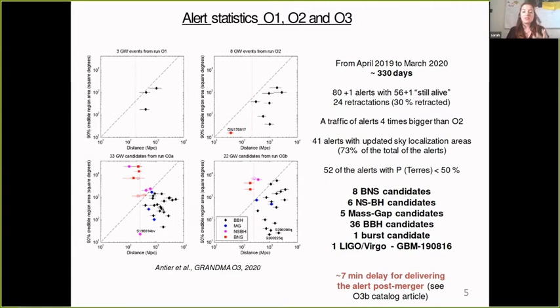And in O3, you see there are other colors because we detected candidates of neutron star black hole and binary neutron star. They are not well localized because here is a big search area. Unfortunately, we have only one outlier here that was well localized. And in the second part of the run, it was exactly the same.